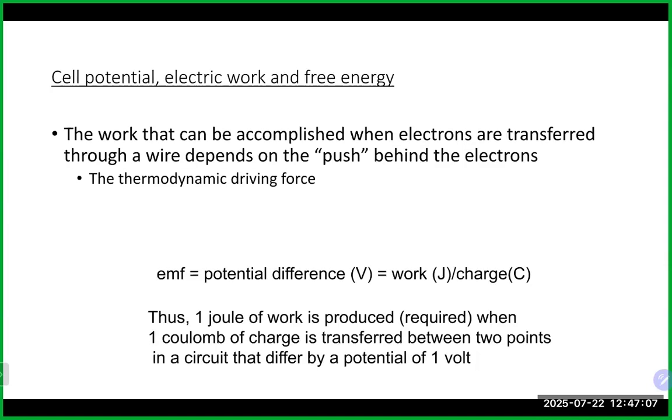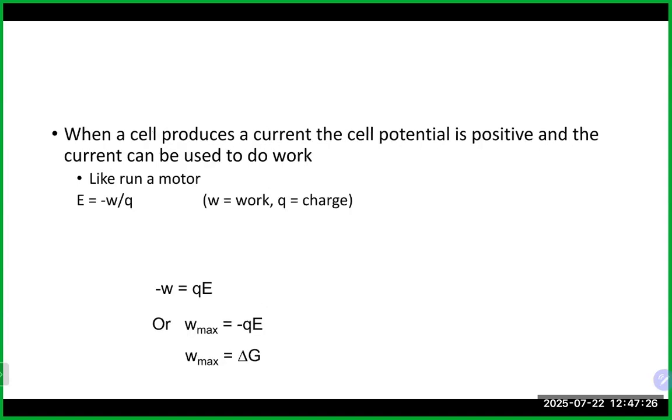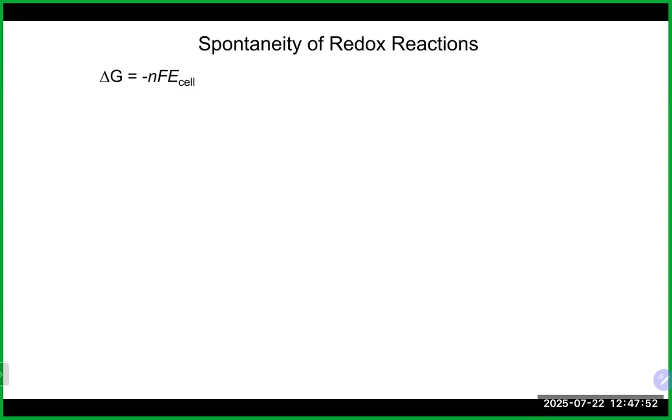All right, so let's talk a little bit about cell potential, electrical work, and free energy. The work that can be accomplished as the electrons are transferring through the wire depends on the push behind the electrons. 1 joule of work is produced or required when a coulomb of charge is transferred between 2 points. That basically means that the maximum amount of work you could do is equal to our delta G, or our Gibbs free energy that we talked about in the thermodynamics chapter. So a positive cell voltage is really good because it will lead to a spontaneous process. So there is a relationship between those.